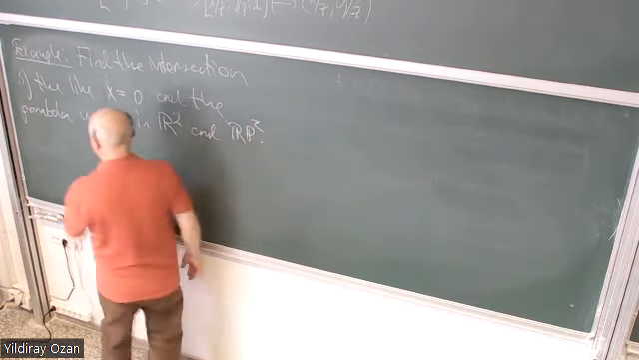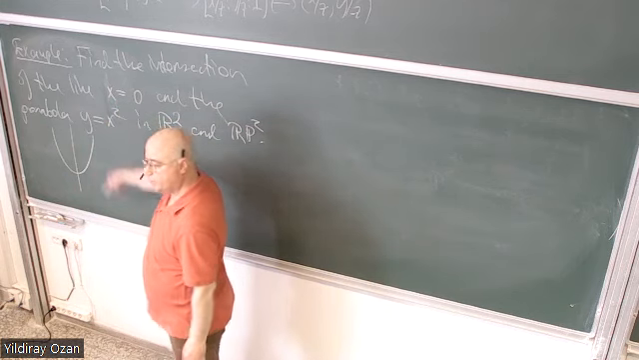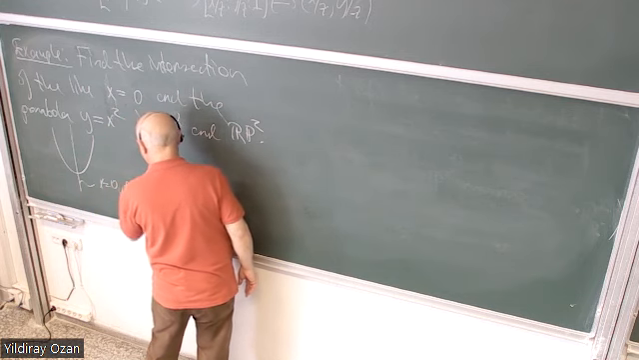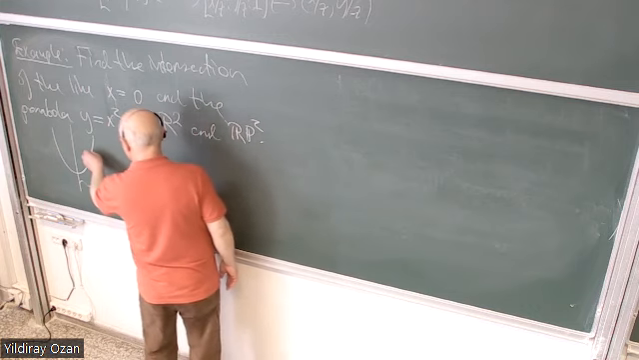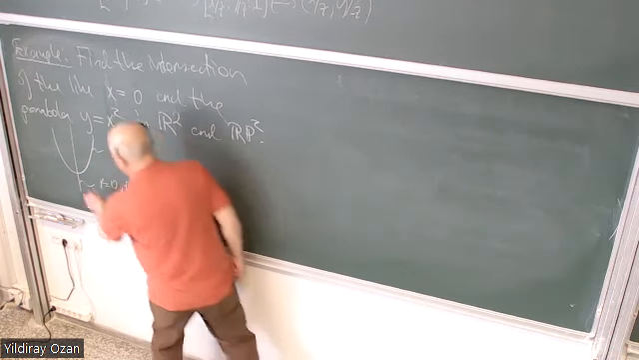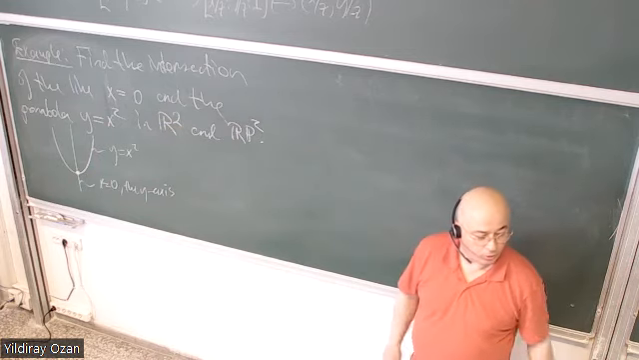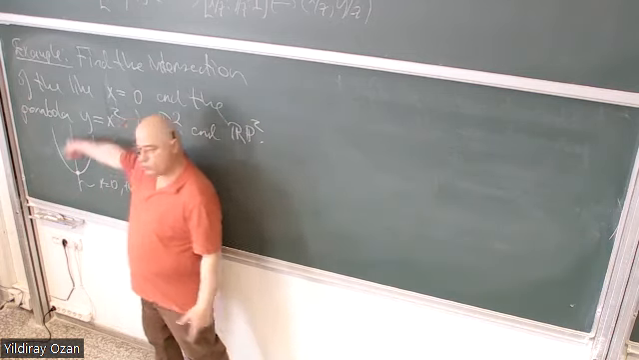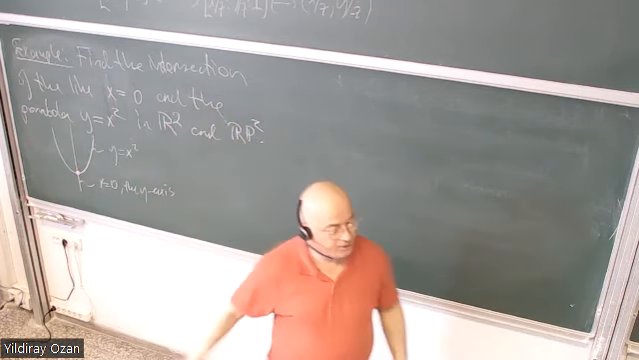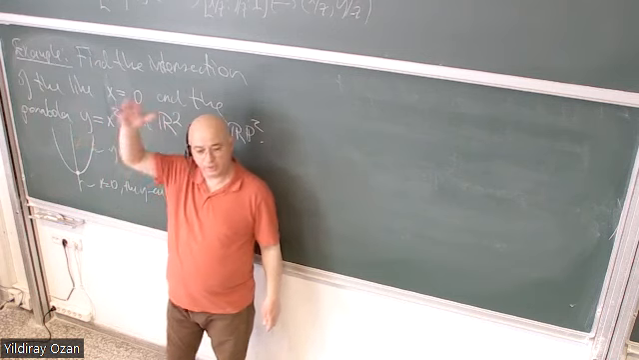Now, in R2 it is simple. Right? This parabola is this, and this line is just the y-axis, x equals zero. This is just the parabola, and they intersect at a single point. But what about in RP2? Because you know this thing goes to infinity. This end seems to go to infinity also. Let's see if they are going to meet at infinity.